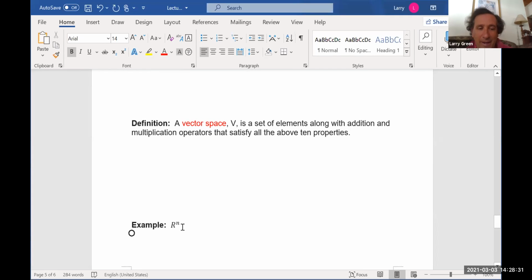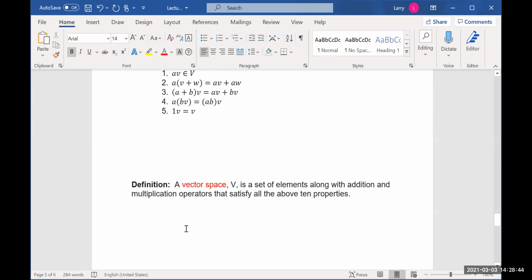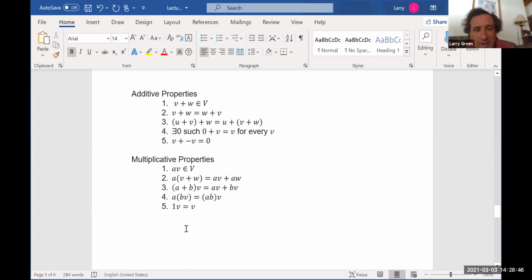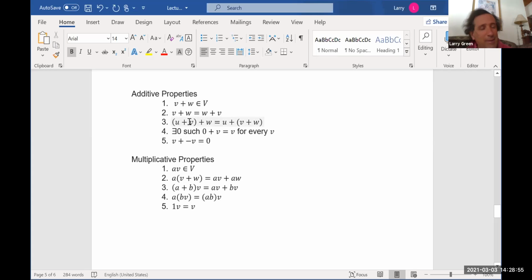How about Rn? Okay, Rn, those are vectors, right? You can look at Rn as vectors or points. It doesn't matter. It's the same. Do you agree? Yeah. So if you have vectors in Rn, do they satisfy all 10 of these? Yes. Yeah, no problem. Okay. If you're worried about one, I could prove it, but they're pretty obvious. Any questions on any of these 10 properties?